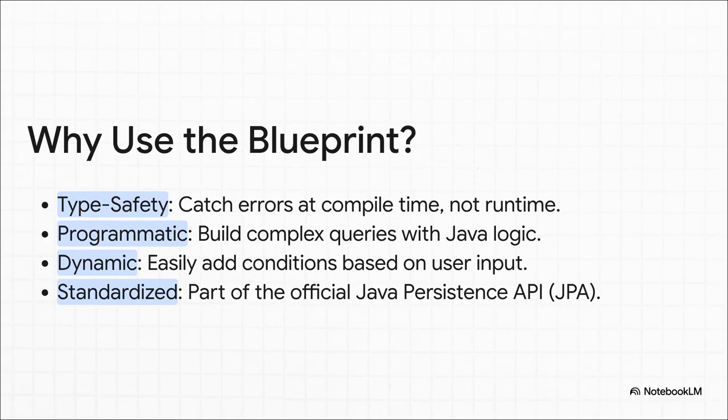Look, type safety is awesome. It's the headline feature, right? But the real game changer, the thing that will change how you work, is that these queries are programmatic. I mean, imagine a search screen with 10 different optional filters. With strings, that code becomes an absolute nightmare of if-else statements. But with the Criteria API, you just cleanly add conditions to your query object when you need them. It is built for this kind of dynamic complexity.